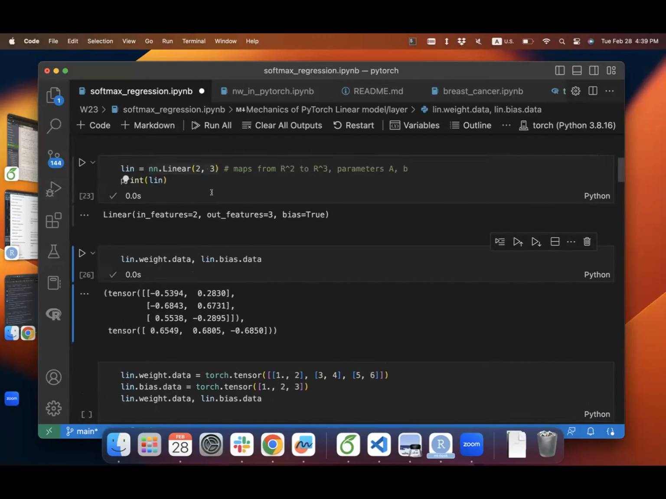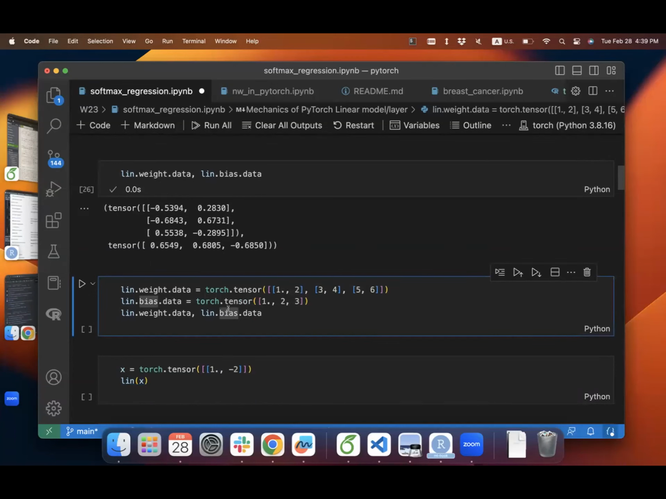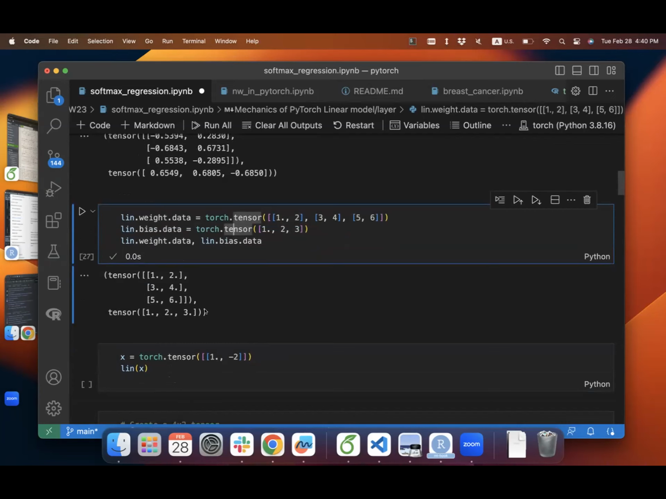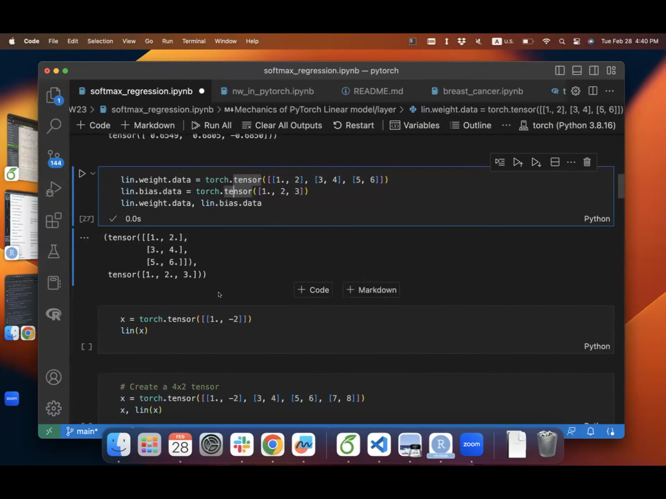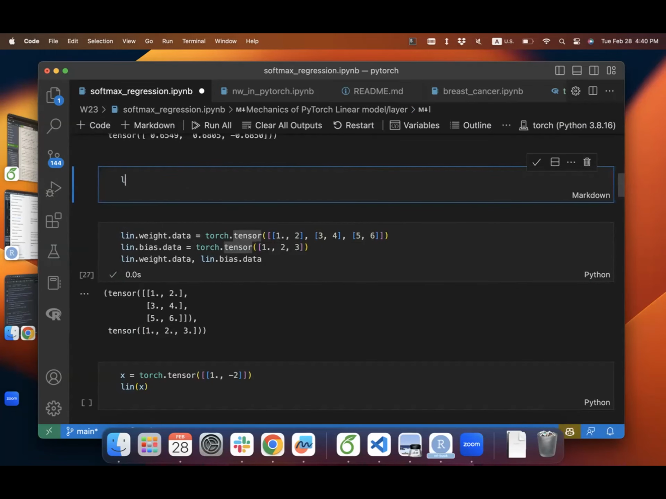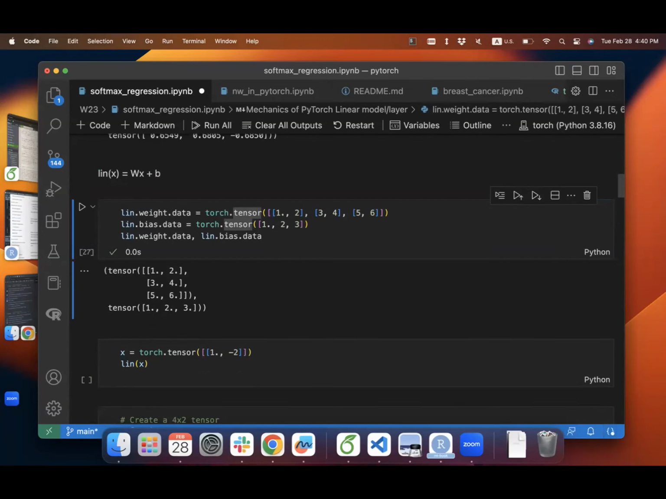So I can, for example, change the weights. I'm not sure if I want to do the change, but if I change this, I'll change the bias and the weights, and you can see that now the weights and the biases are changed. Okay, so this is now my linear map, but this is actually an affine map. If I want to write what this is, linear applied to X is really W times X plus B. So that's what it does.